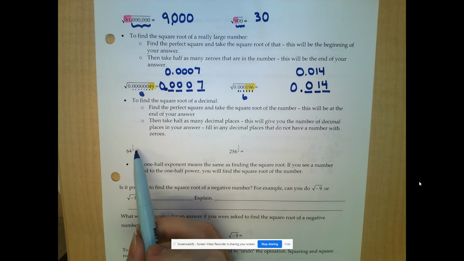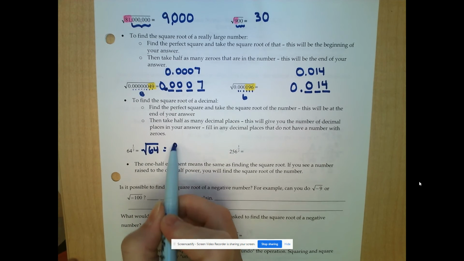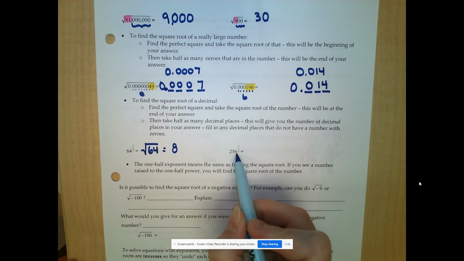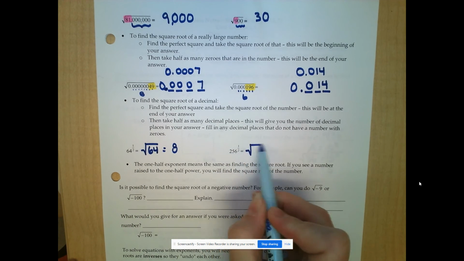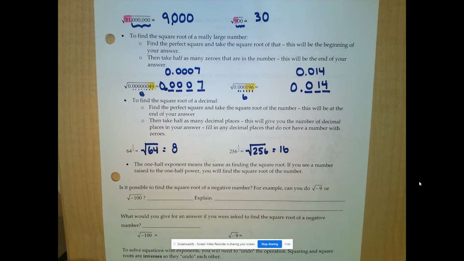The other way that square root can be written is with an exponent of 1/2. So 64 to the 1/2 means the same thing as the square root of 64, which is 8. 256 to the 1/2 power means the same as the square root of 256. And the answer to that is 16, also principal square roots.